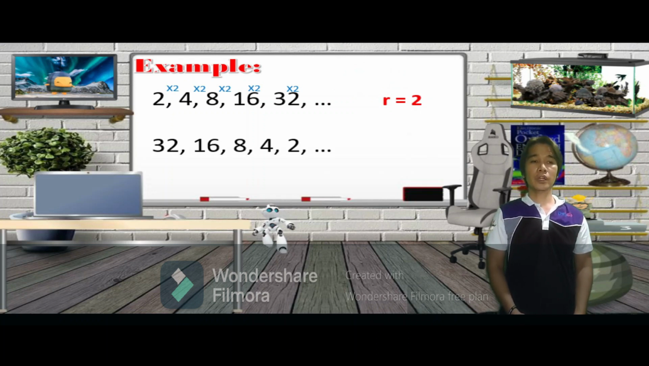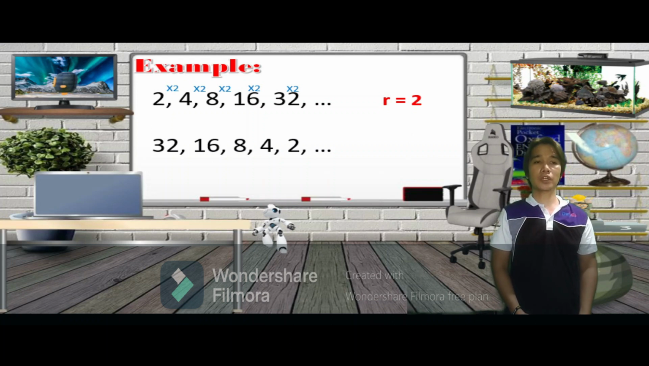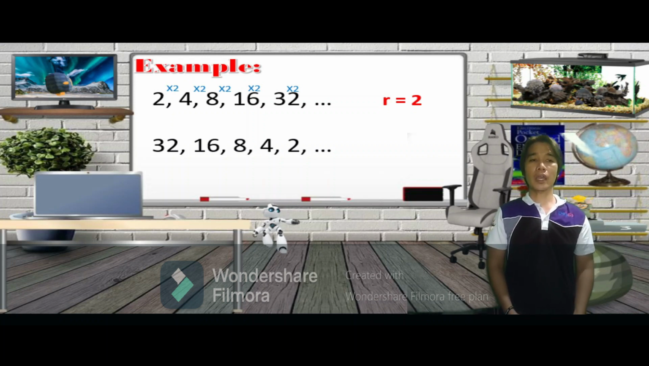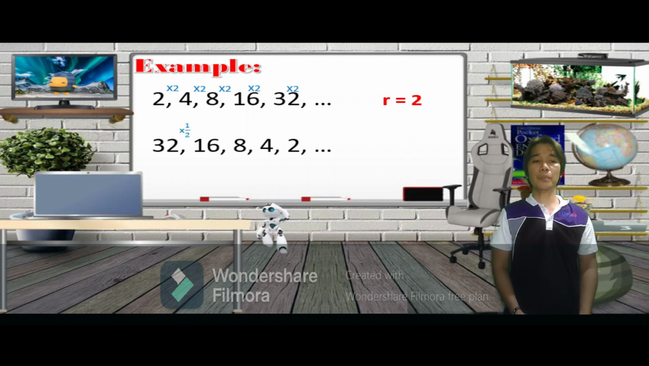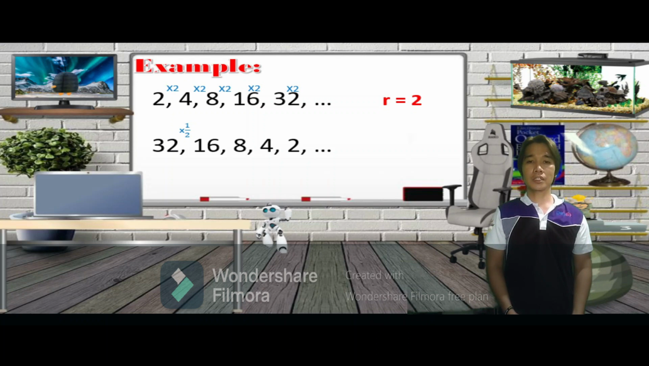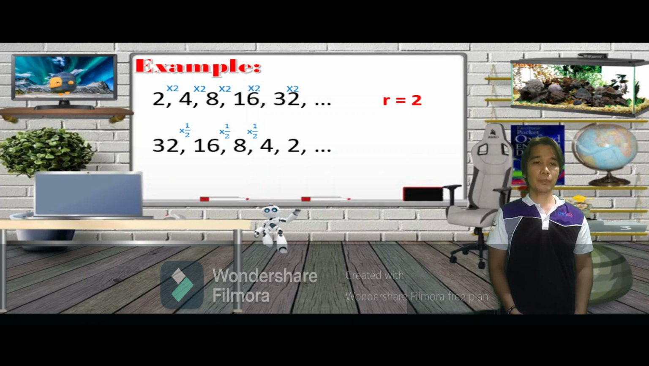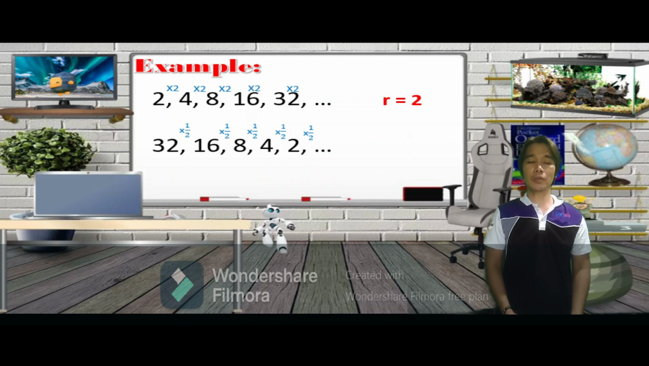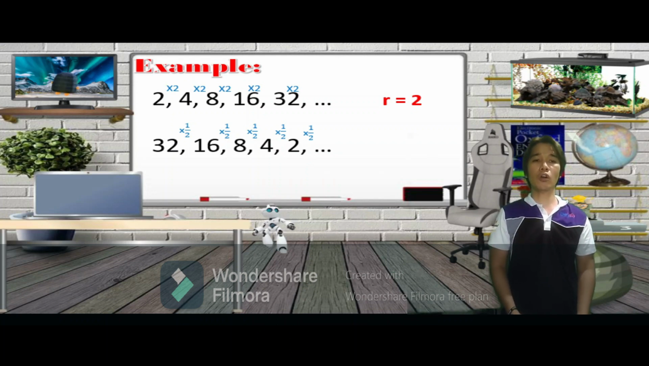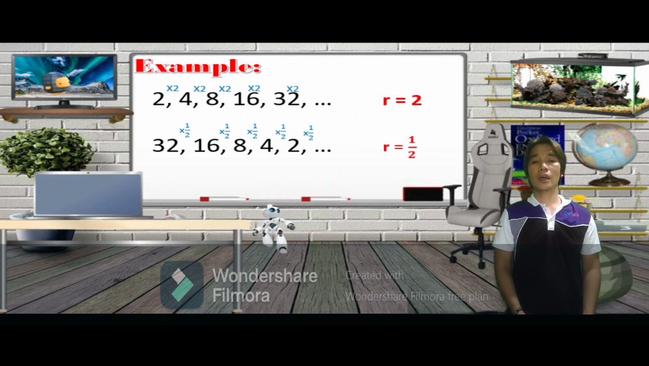How about for the next example? We have 32, 16, 8, 4, 2, and so on. To get the next term, we multiply 32 by 1 half, so we have 16. 16 multiplied by 1 half, we have 8. 8 times 1 half, we have 4. Then 4 times 1 half, we have 2, and so on. So the fixed number that is being multiplied is 1 half. Therefore, the common ratio is 1 half.